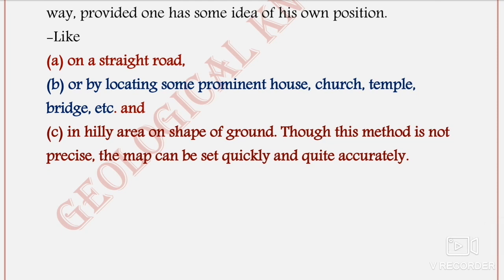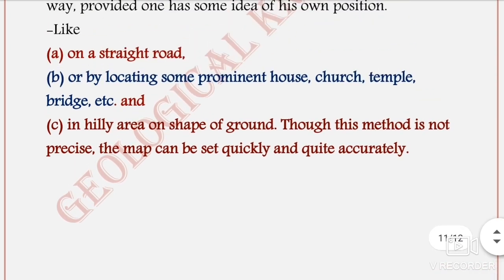On a straight road, in a geological map you can pinpoint that road, and manually you can point out the direction of that road. That will be very helpful to define the direction of the map. By locating some prominent house or any church or temple or any bridge, if you know the direction of that particular object, that can be helpful for orienting the direction of the geological map.